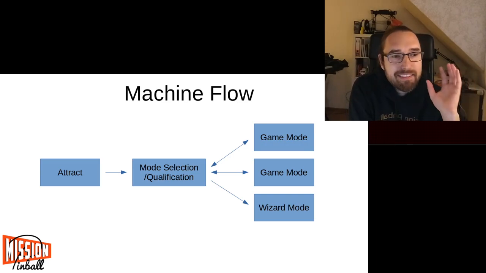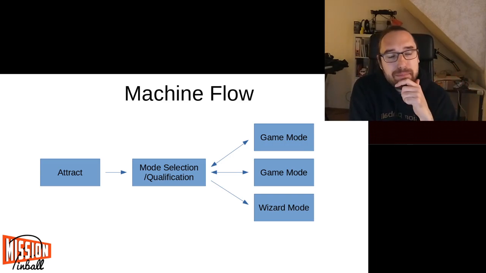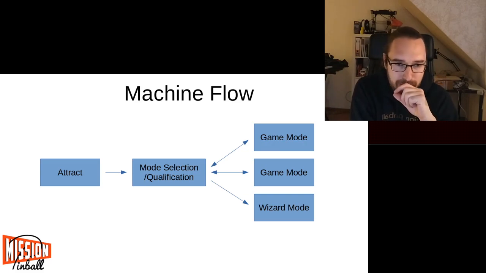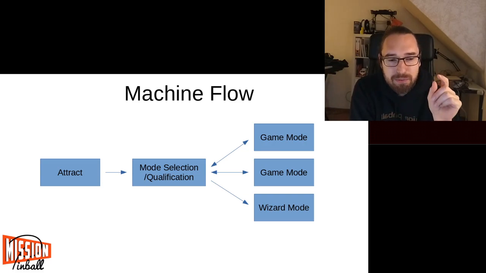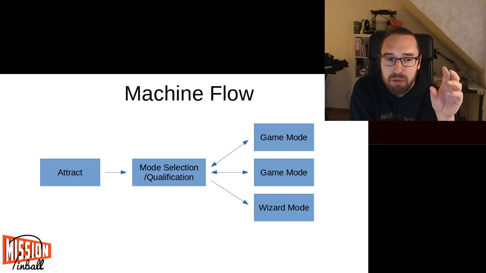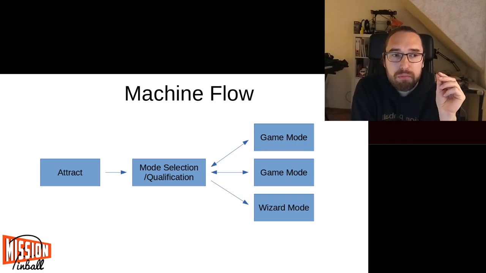This is, I mean, a super simple image, and I first thought it would be much more complex. But most machines really work this way. So first you've got some attract mode with fancy lights. You press the start button, and then the game starts, and you end up in some kind of mode qualification or mode selection.